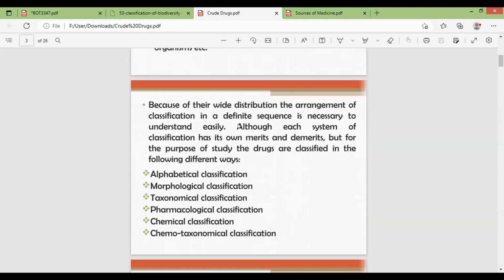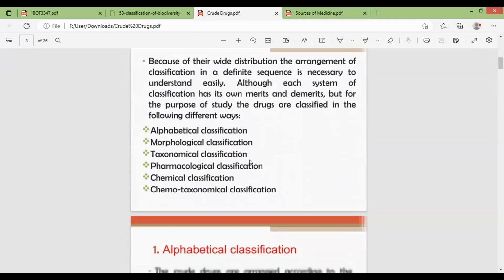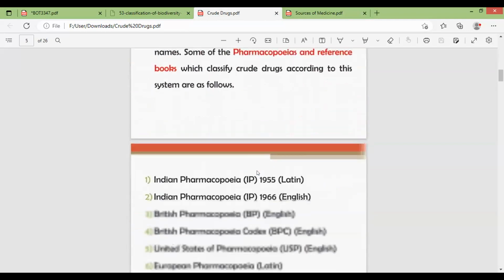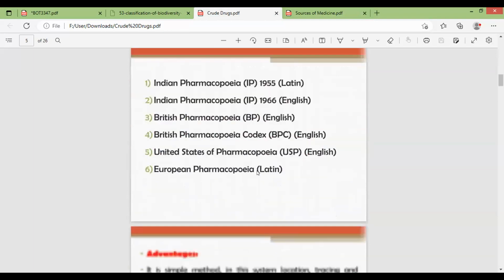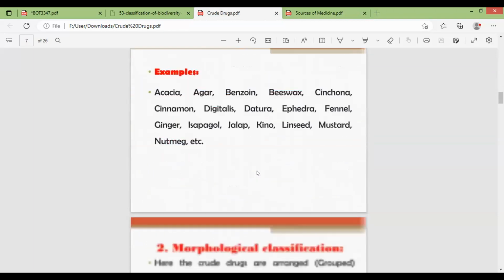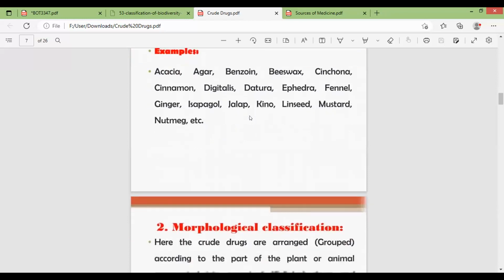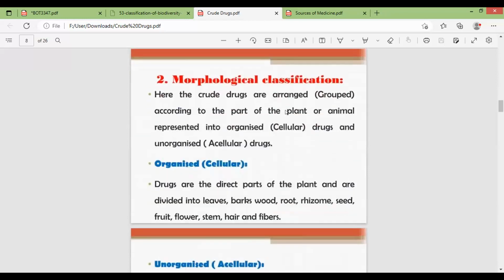And crude drugs can be classified in a number of ways: alphabetical, morphological, taxonomical, pharmacological, all of these ways. Alphabetical is simply from A, B, C, D. There's nothing much there to be mentioned. It's this way: acacia, agar, benzoin, whatever.